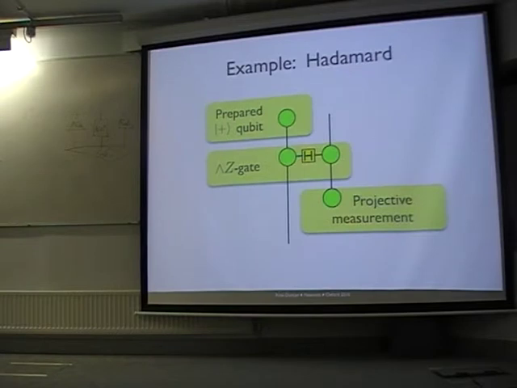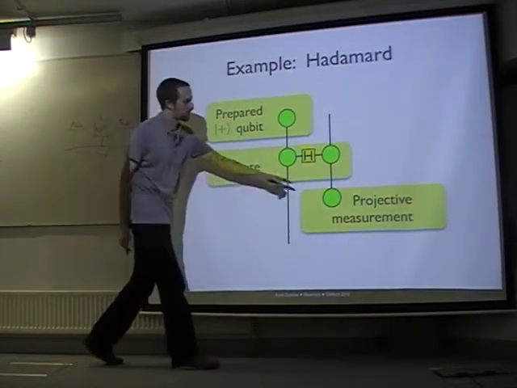So, a quick example, this is going to compute the Hadamard. So this is the yay case, so I'm just projecting onto plus.